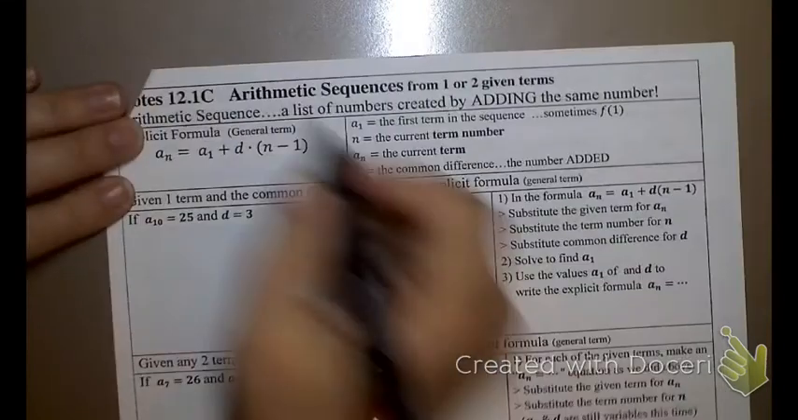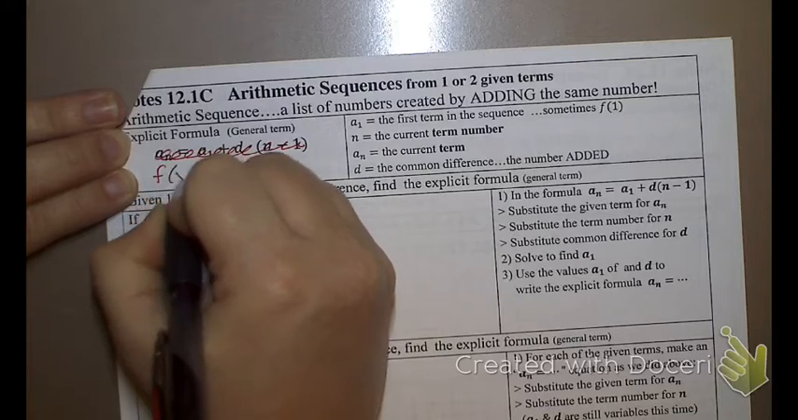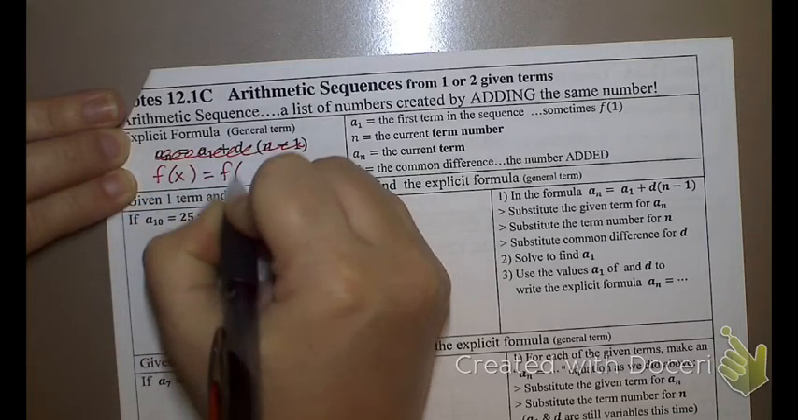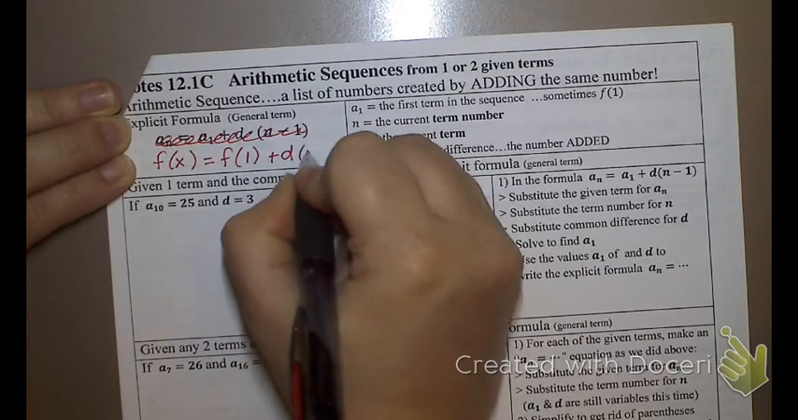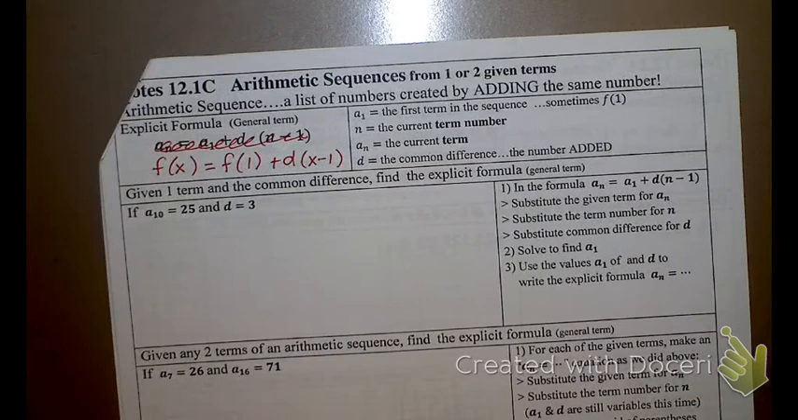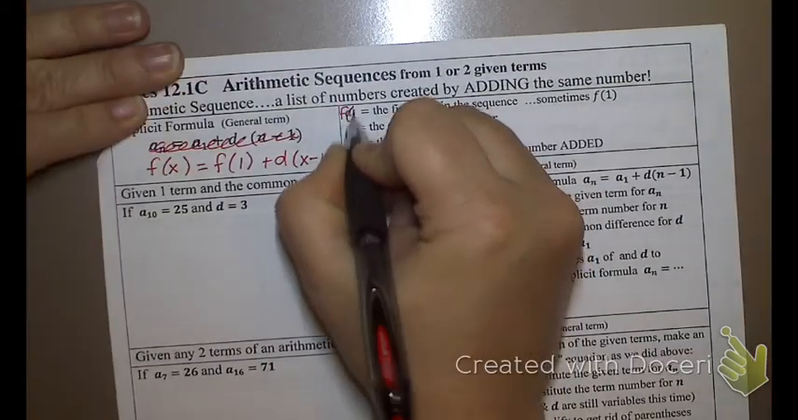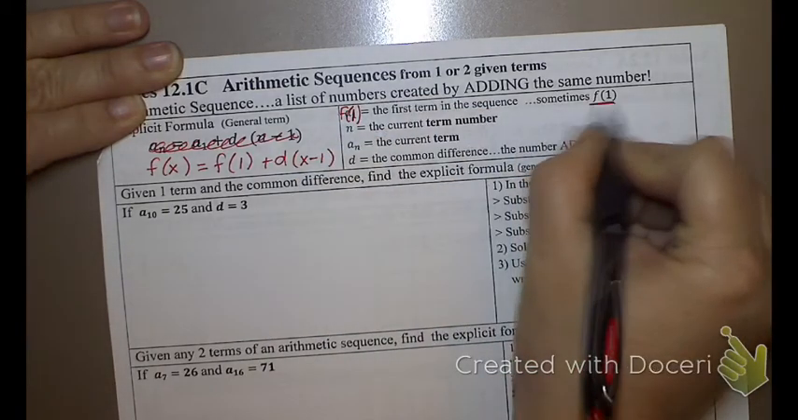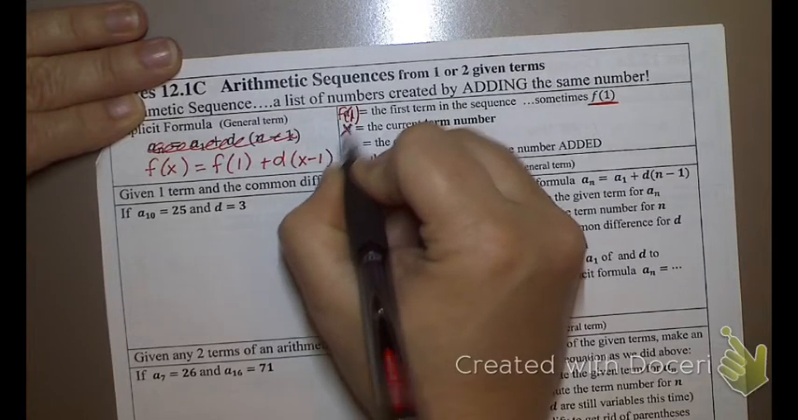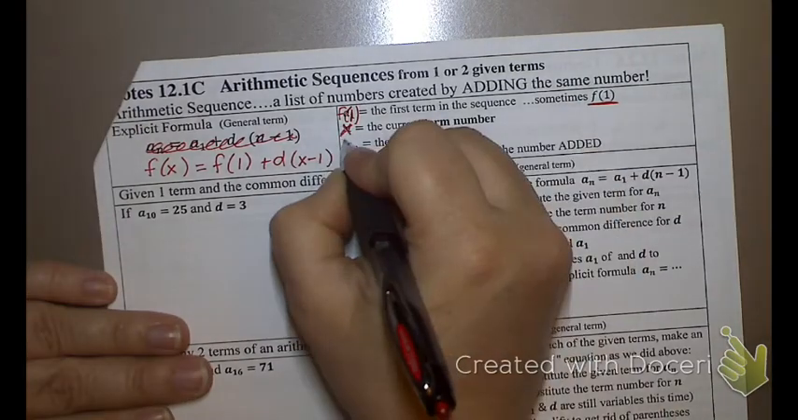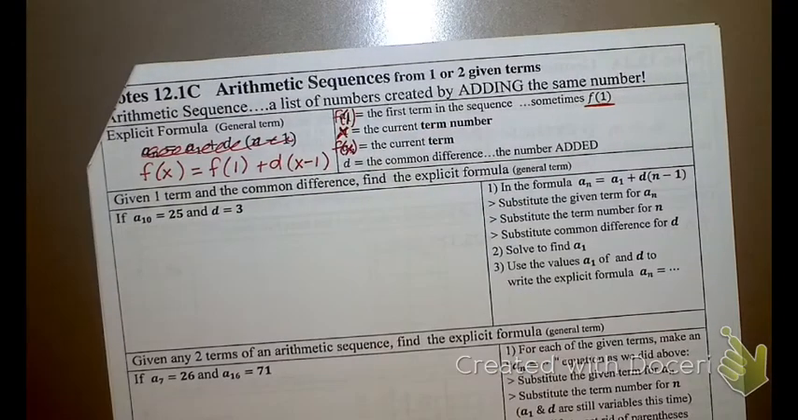And arithmetic sequences, we don't worry about the explicit formula like this. We write it f of x is equal to the first term, which is called f of 1, plus d times x minus 1. That's how we write our formula, right? F of 1 is the first term in the sequence. That's our notation. N, I'm going to call that x, is the current term number. F of x is the current term, and d is the common difference, the number that is being added.